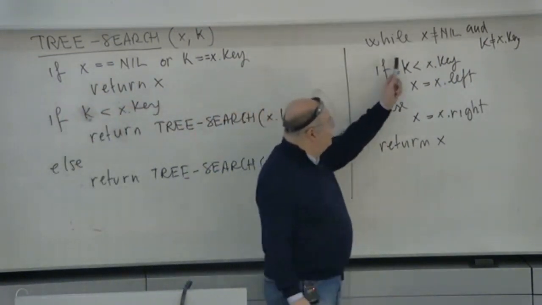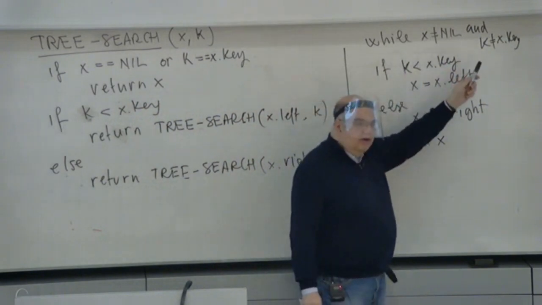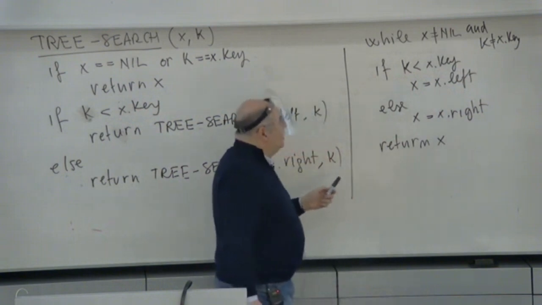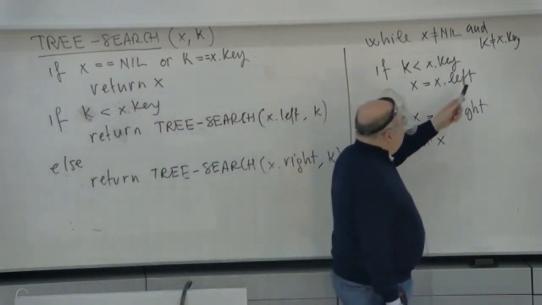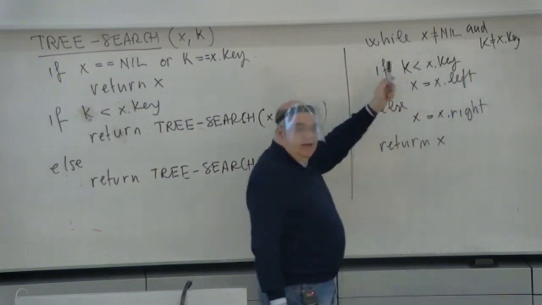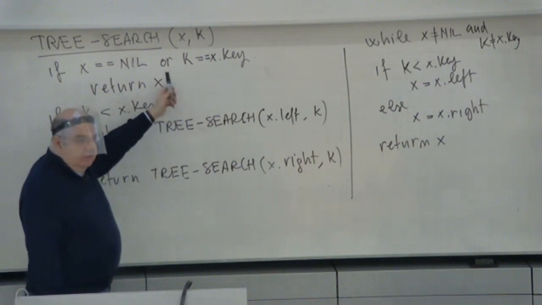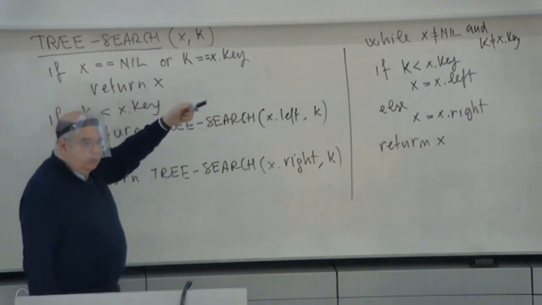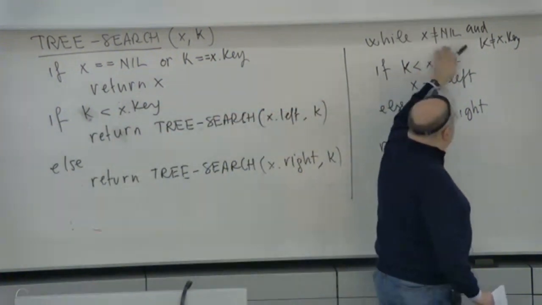So the while loop enters. Again, the entry condition for the while loop is that x is not nil and the key is not x key, which is exactly, precisely the negation of this, okay? A or B negates to not A and not B, okay?